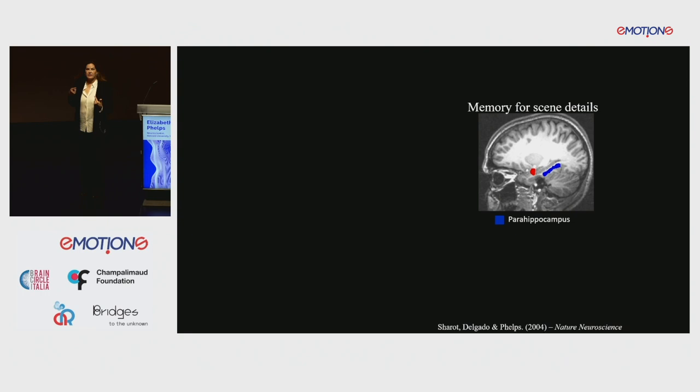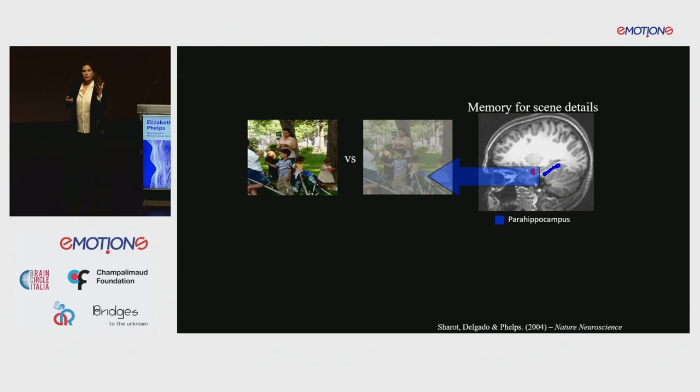And it's this region that, when we compare neutral pictures that you say you remember really well, with a lot of details, versus ones that you do not, it's this region where we see more activity. So it seems in this case, at least what the brain is telling us, is that having a lot of these details gives you that feeling of vividness and confidence for these neutral pictures. What about for emotional pictures?